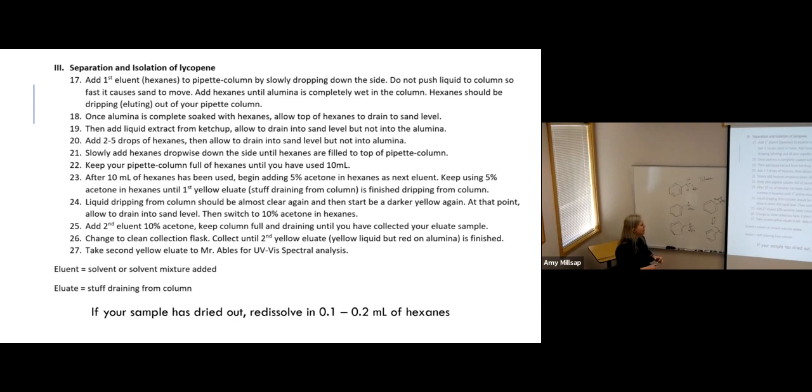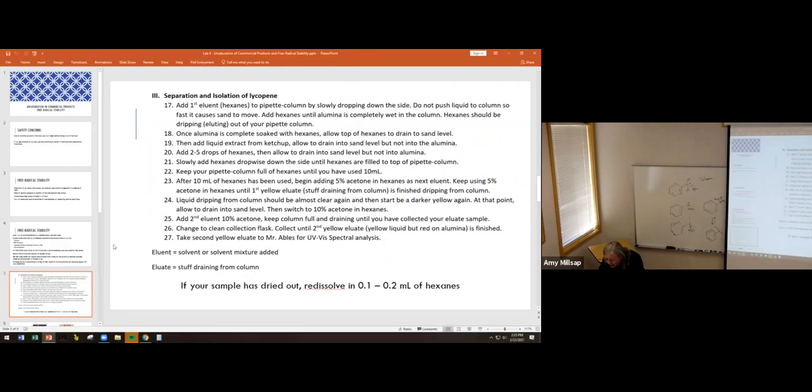Your molecule should elute in the 5% acetone. So once you finish 10 milliliters of hexanes, you're going to add 5% acetone in hexanes, which has already been pre-made for you. And at that point, the lycopene should come out. Is that correct, Valerie? This is the one that you made, isn't it? No, it's not correct. It's 10%, right? We're not using 5%. We're using 10%. I must not have had the change in the document that you gave me.